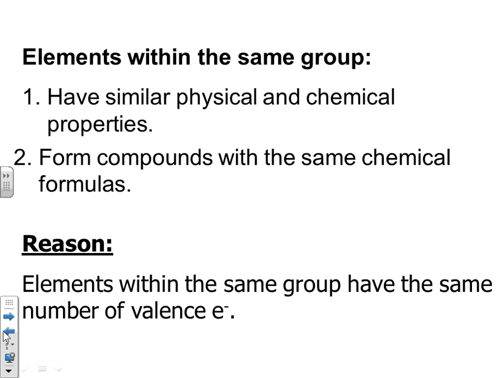Okay, so let's please write this down. Let's please get this information. They have similar physical and chemical properties. It means they look the same. They react very similarly. They even form compounds with the same chemical formula. So that's a little bit of a look ahead to the next part of this unit. In the next part of this unit, we're going to be looking at what happens when they make some chemical compounds. On my next slide, we're going to take a little preview of that.